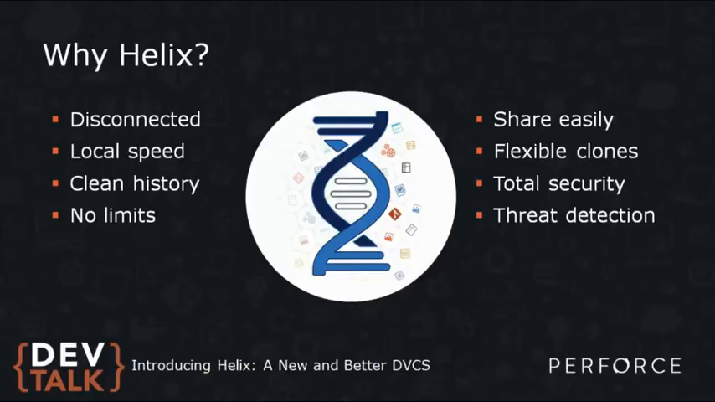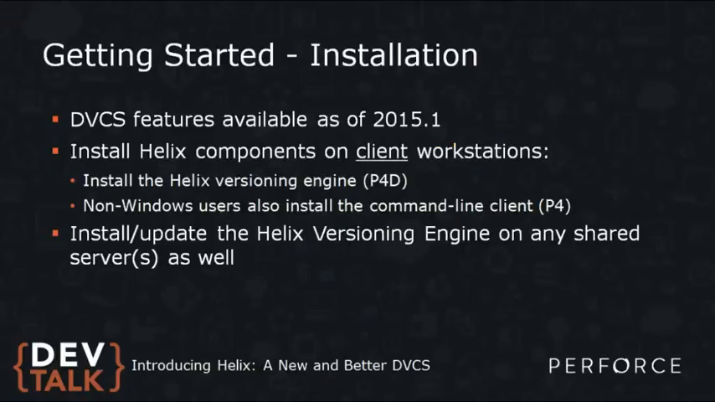Security's kind of been an afterthought with other DVCS systems, but Helix gives you finely grained permissions for users and groups at the central server, and our new threat detection technology actually monitors logs with behavioral analytics, which let it detect, assess, and report risks before your valuable IP walks out the door. In short, Helix is the first DVCS that really does work for everyone, any contributor, any project, any team for any organization. So with that, let's talk about getting started, from ground zero, installing the software. Helix DVCS features were made available with the 2015.1 release, which is on our website for download right now.